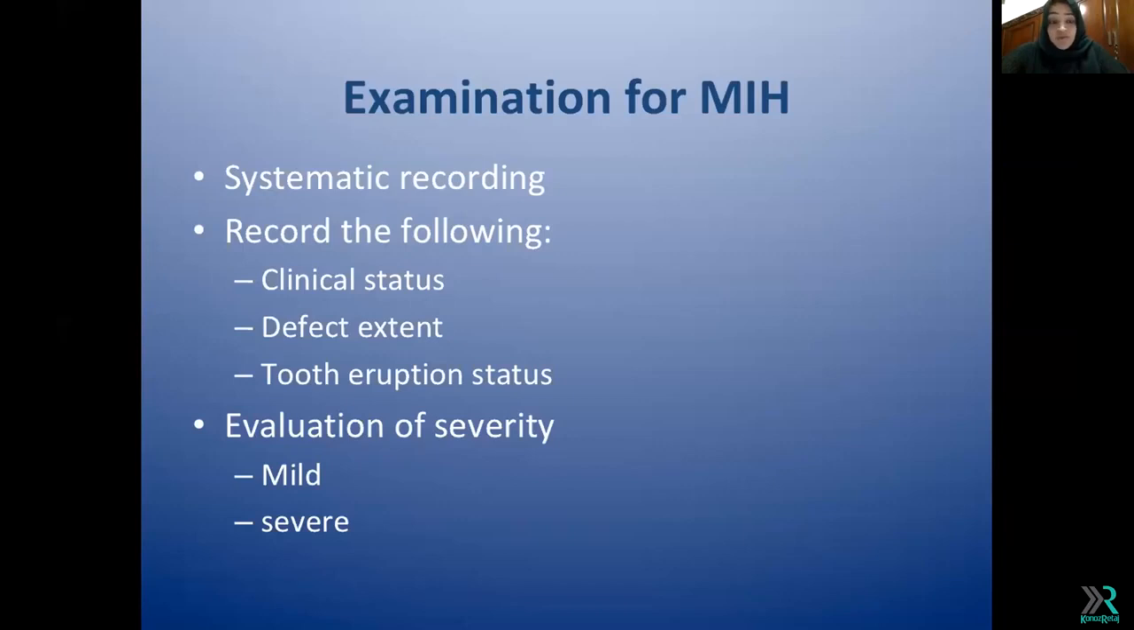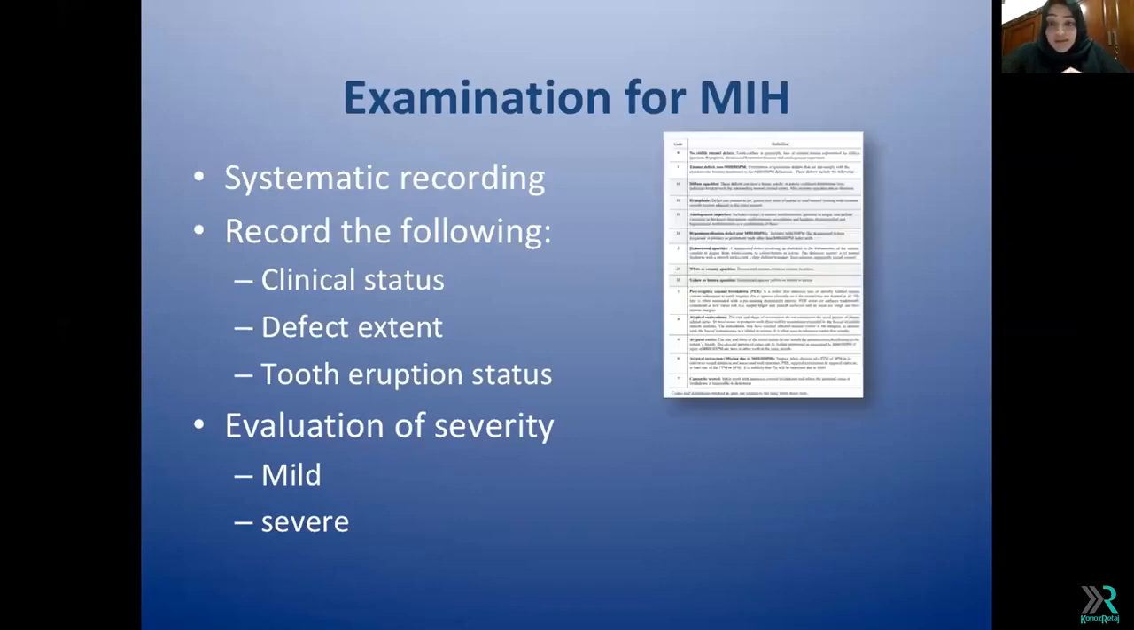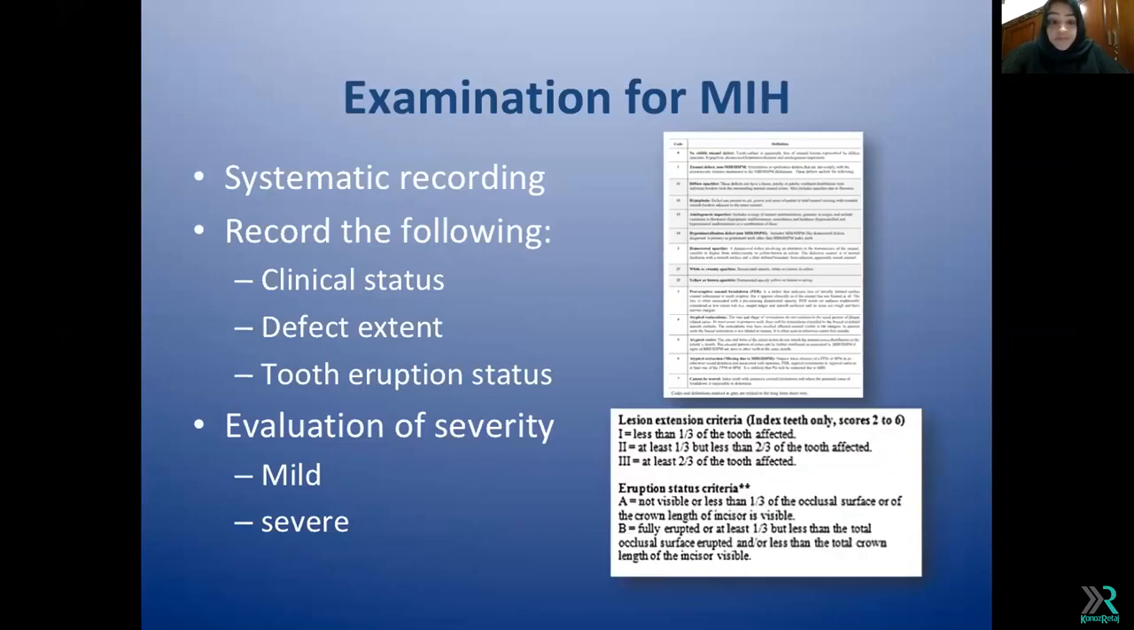We should, as we have mentioned, record the clinical status from this index, and if the teeth are diagnosed with MIH, which means they fall in the category from 2 to 6, we further have to record the defect extent and the tooth eruption status. We also have to mention if they are mildly or severely affected. Mild means without post-eruptive breakdown, severe means with post-eruptive breakdown.